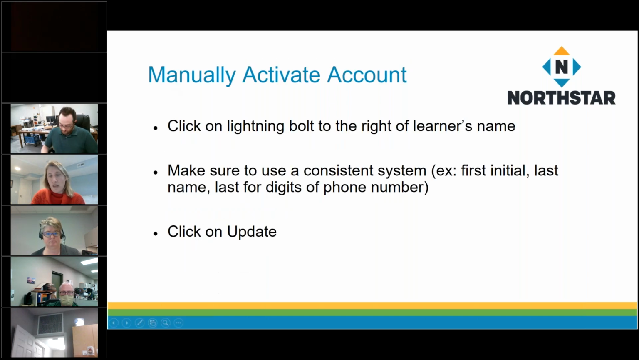So the way to do that is that you'll see to the right of the learner's name, where that was pending, there'll be a lightning bolt. And that's where you can click and then make a password. So again, this password you'll have to give to the learner. And I would definitely use a consistent system, because as we know, people forget passwords all the time. You can reset it in the Northstar system, but it just makes it easier if someone's saying, oh, I forgot my password, you can always say, well, at the library, if we created it, this is the password we would use. And then you click on update.